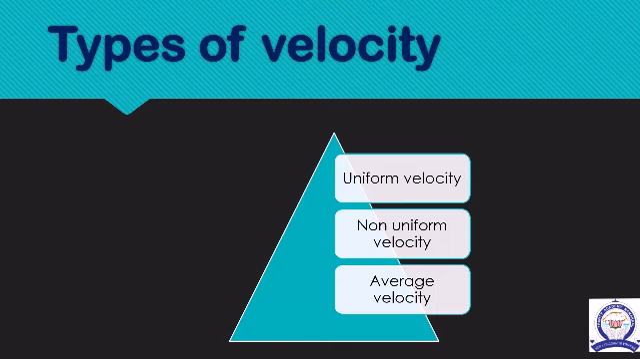Next, non-uniform velocity. If either speed or direction changes, the velocity is non-uniform. Example: a train starting and moving out of the station. Then the average velocity. The formula for average velocity is total displacement divided by total time taken.